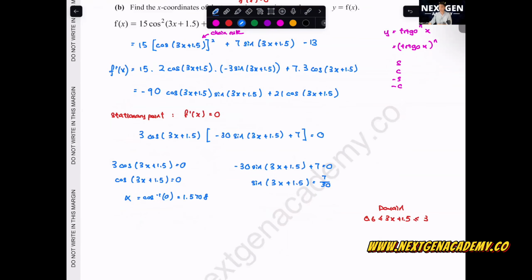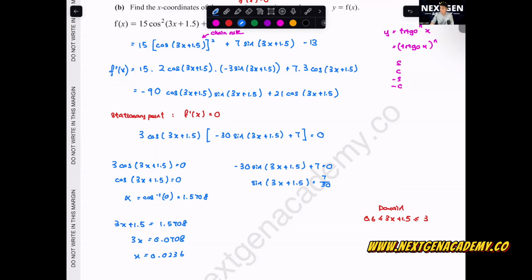So we will take the first and the fourth quadrant. I can tell you it won't be in the fourth quadrant. So based on the first quadrant, 3x plus 1.5 is 1.5708. Fourth quadrant will be out. So for this, 3x is 0.0708, and x will be equal to 0.0236.